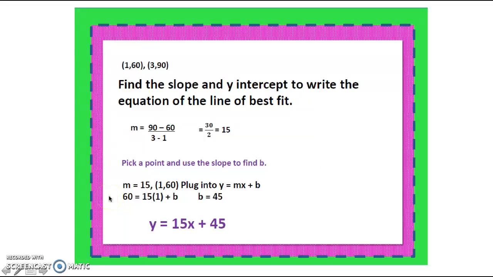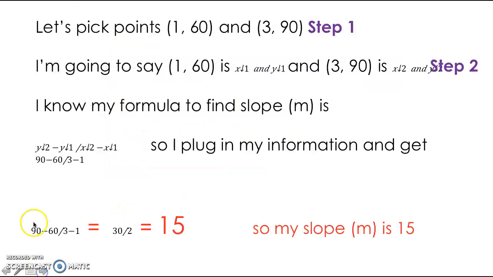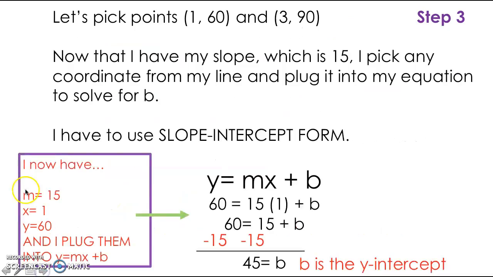Okay, the next thing that we are going to do is find b, and we've done this before also. So what you do for step 3 is now you have your y, you have your x, you have your m, and you're looking for b. So we picked our 2 points, and now we're going to plug them into our equation. So I have my slope, which is 15, and I can pick any coordinate from my line and plug it into my equation to solve for b.